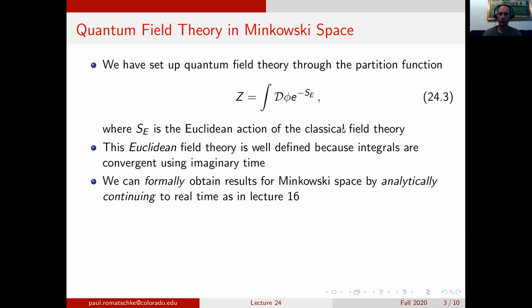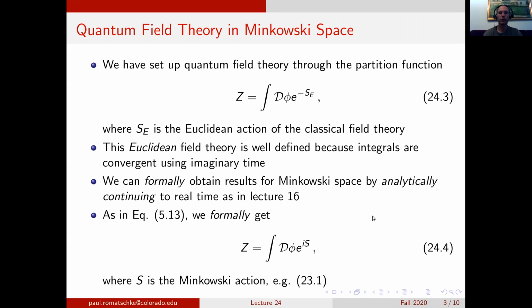However, we can formally obtain results in Minkowski spacetime by analytically continuing from imaginary time to real time. Some of this has already been discussed in lecture 16, when we were discussing the analytic continuation of the propagator to Minkowski spacetime. It is possible to formulate all of the things that I'm saying first in Euclidean spacetime and then at the end of the day analytically continue to Minkowski spacetime. However, I find it more straightforward to just formally write down the analytic continuation of this path integral and derive the result, in a way that can be justified through a more careful analytic continuation.